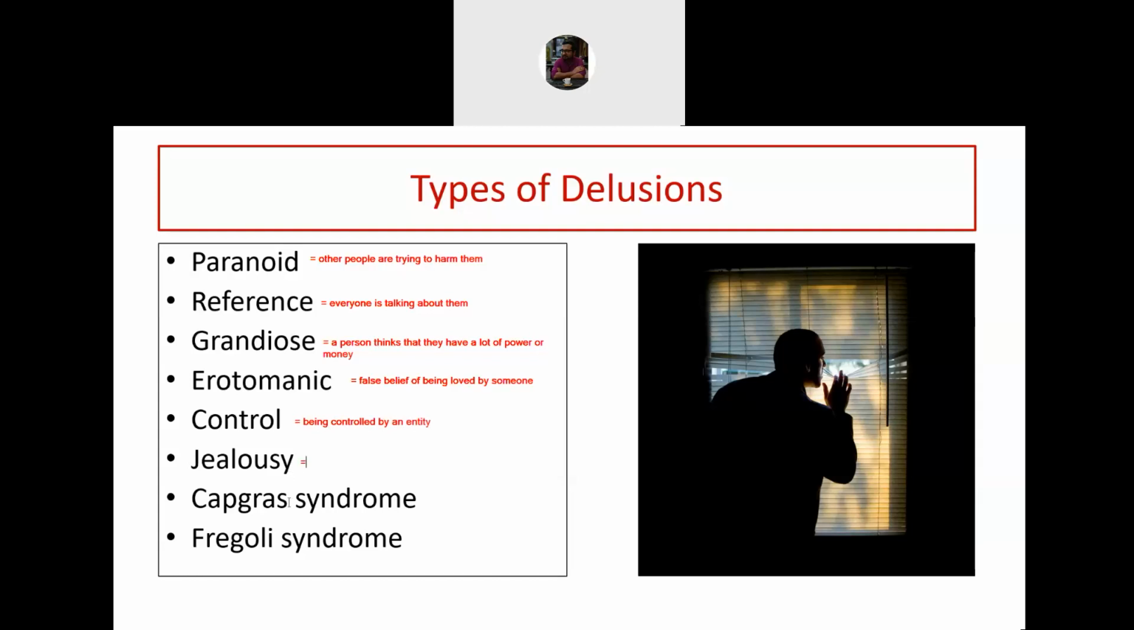Another common delusion is delusion of jealousy, where a person feels that the partner is cheating on them, although there is no proof for that. So the person is constantly jealous and thinks that the partner is cheating on them. We have two very special types of delusional disorders known as the Capgras syndrome and the Fregoli syndrome, also known as Capgras delusion and Fregoli delusion. These are very interesting cases but very rarely seen.